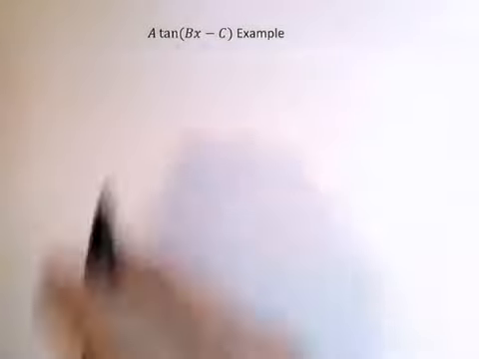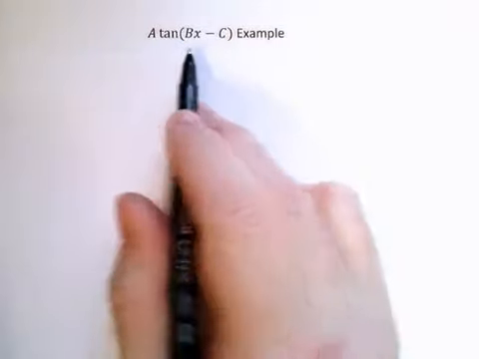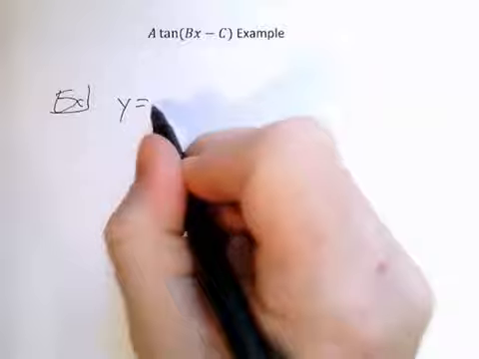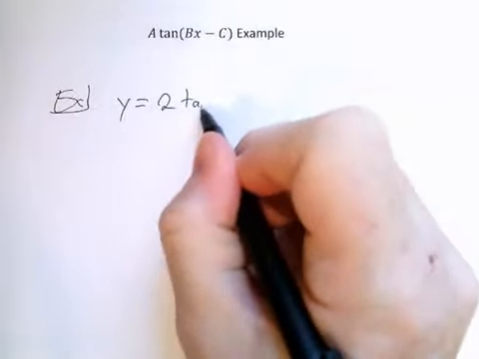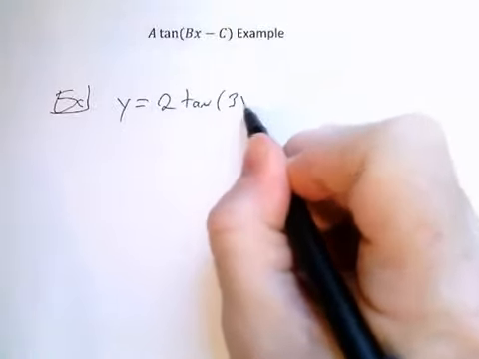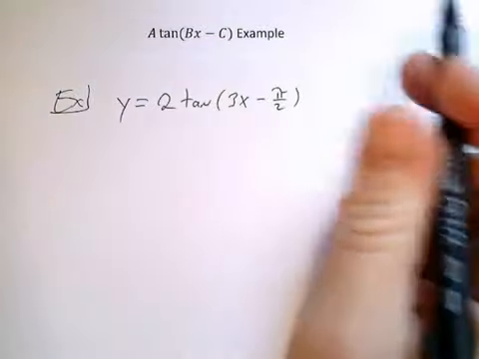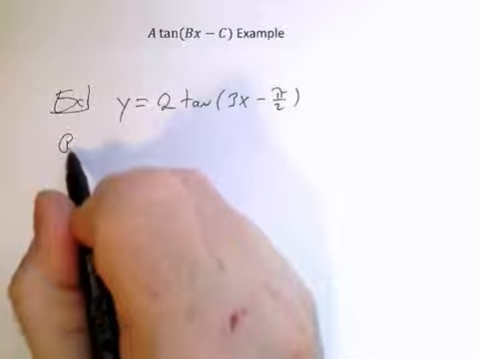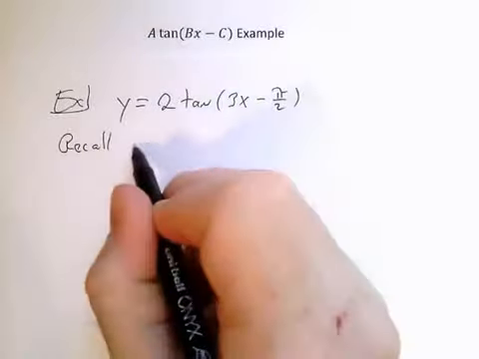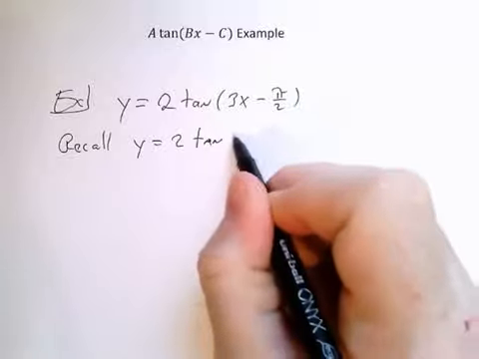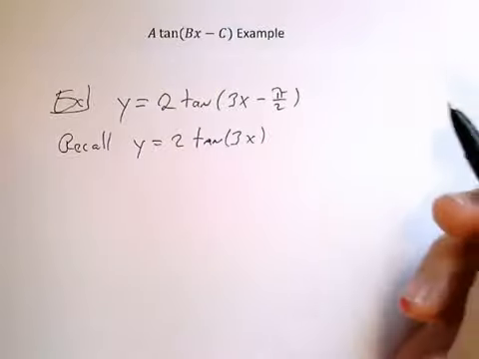Okay, now I want to do an example of graphing A tangent bx minus c. So for instance, I have y equals 2 tangent of 3x minus pi over 2. So I recall what the graph of y equals 2 tangent of 3x was, right?